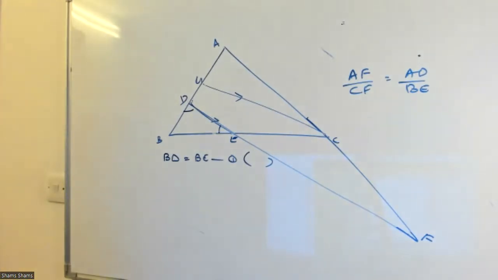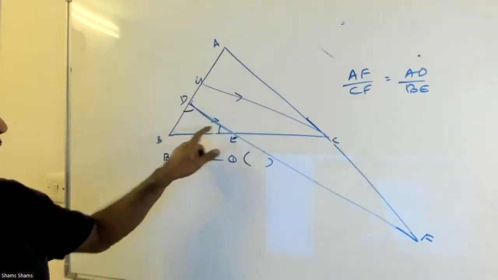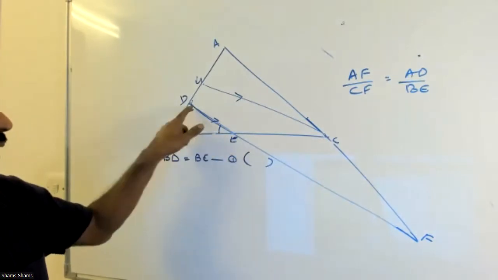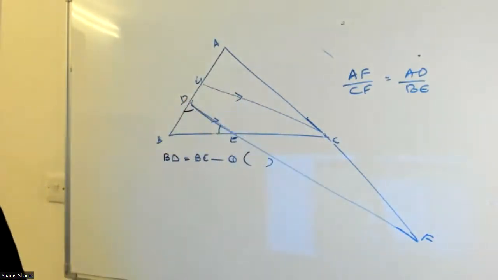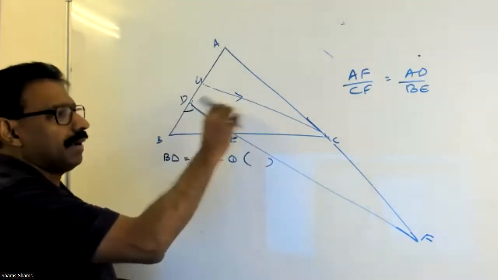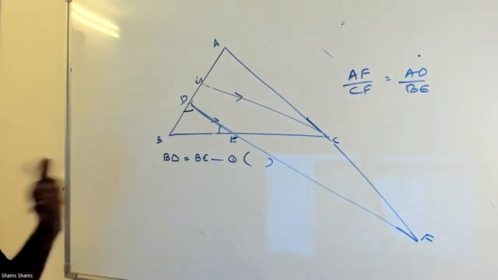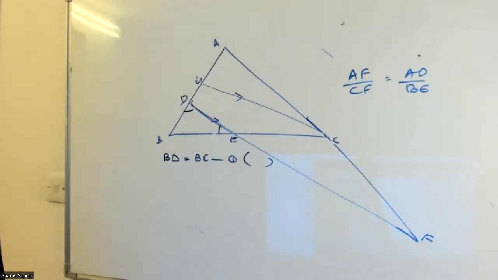Now, don't write. Look, in triangle BCG, E is the midpoint, ED is parallel to CG. So what about D? D is the midpoint of BG by converse of midpoint theorem. Correct or no? Yeah.